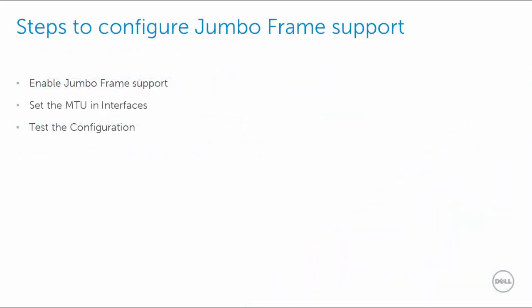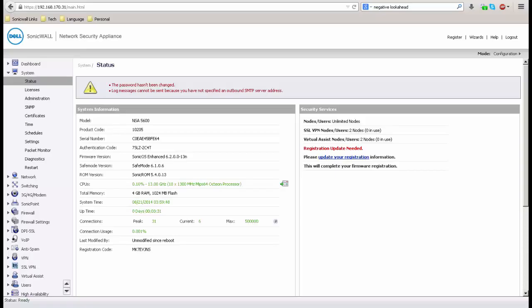These are the steps to enable jumbo frame support in SonicWall UTM appliances. Enable jumbo frame support. Set the MTU in interfaces. Test the configuration. Jumbo frames are supported in NSA 3600 and higher appliances with SonicOS 6.2 and above firmware.